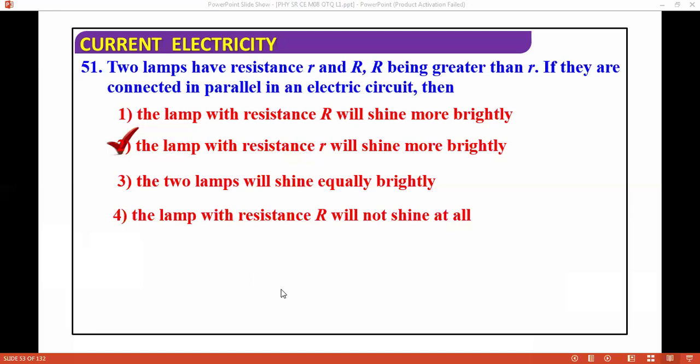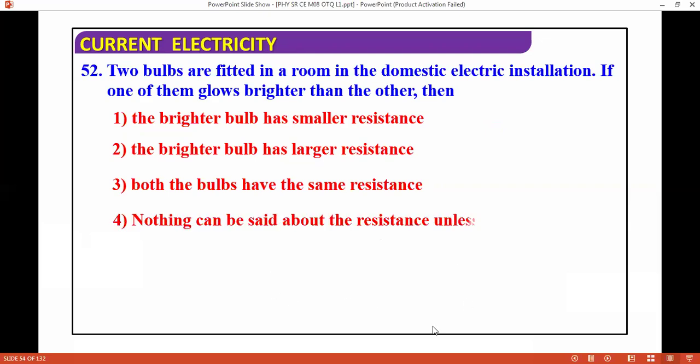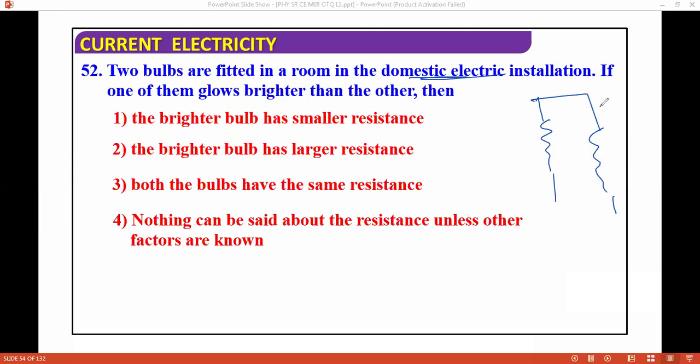Next question in front of us: two bulbs are fitted in a room in the domestic electric installation. If one of them glows brighter than the other. Here the question is very good. We are talking about domestic circuits. So you should know the basics of domestic electric circuits. All the domestic circuits are done in parallel. So this is the concept in this question. If you know this concept, you can do this question.